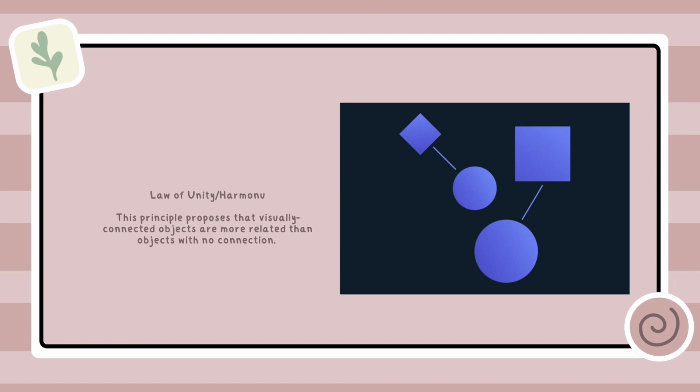This law proposes that visually connected objects are more related than objects with no connection. If we look at this image, even though there are two squares and two circles, we see that the square and circle pairs are more strongly related because of the line visually connecting them. So that is all for my reflection on Gestalt theory in lecture 8.